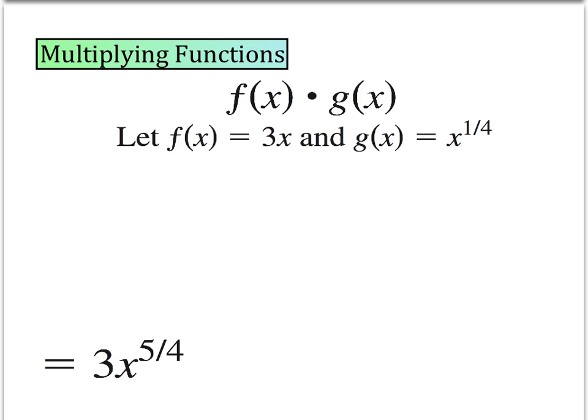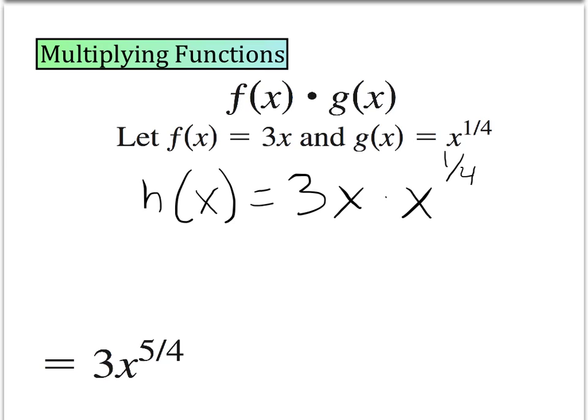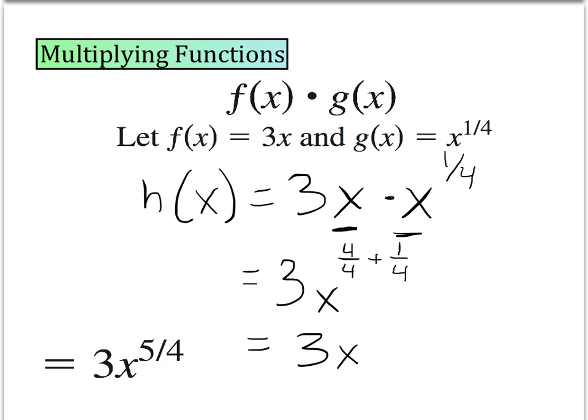Multiplying, you multiply the same way that you would in any other situation. So we're trying to figure out what our h of x is. All we do is 3x times x to the 1/4. Now we know when we're multiplying similar bases raised to different exponents, we have to add them. So it's going to be 3x to the, and I'm just making this 4/4 so we have similar denominators. So this will be 3x to the 5/4.